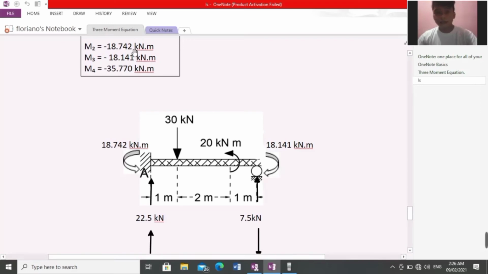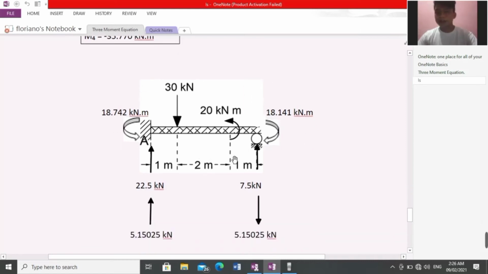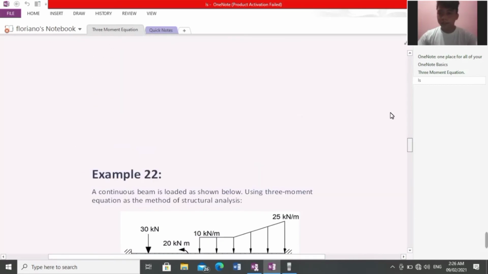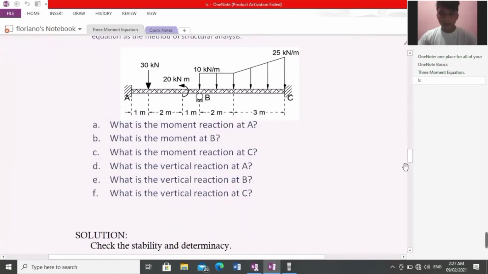So, nilagay na natin yung value ng M2. So, 18.742. And yung value ng M3 is 18.141 kilonewton meter. So, compute na natin ngayon yung mga reaction dito para mahanap na natin yung reaction sa A, B, and C. Diba yun yung hinahanap natin? Tingnan natin. Oops, nakasobra. Ito, A, B, and C. So, nahanap na natin yung moment reaction sa A, moment at B, and moment reaction at C.